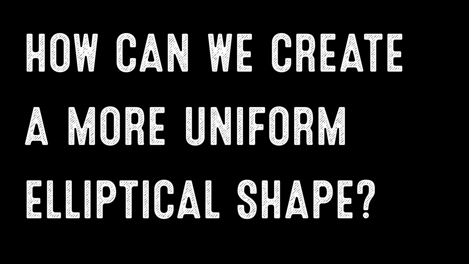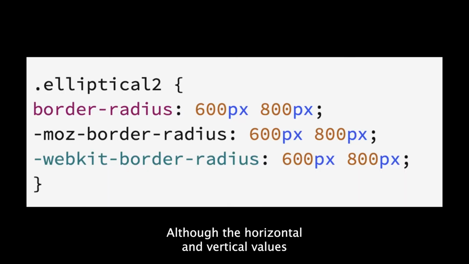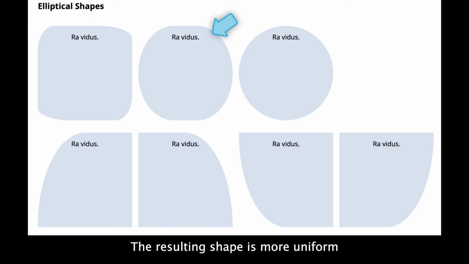How can we create a more uniform elliptical shape? In the next example, the radius is taller than it is wide. Although the horizontal and vertical values differ, they are the same for all 4 corners. The resulting shape is more uniform than the previous shape.